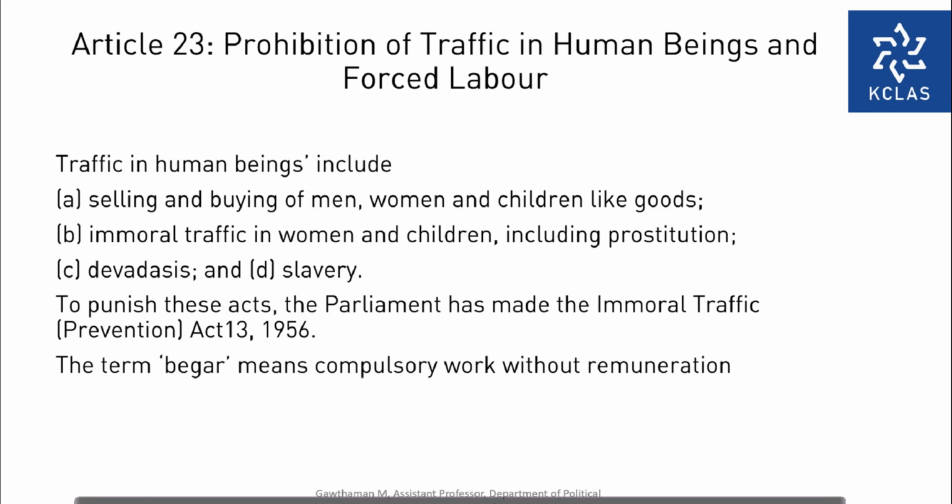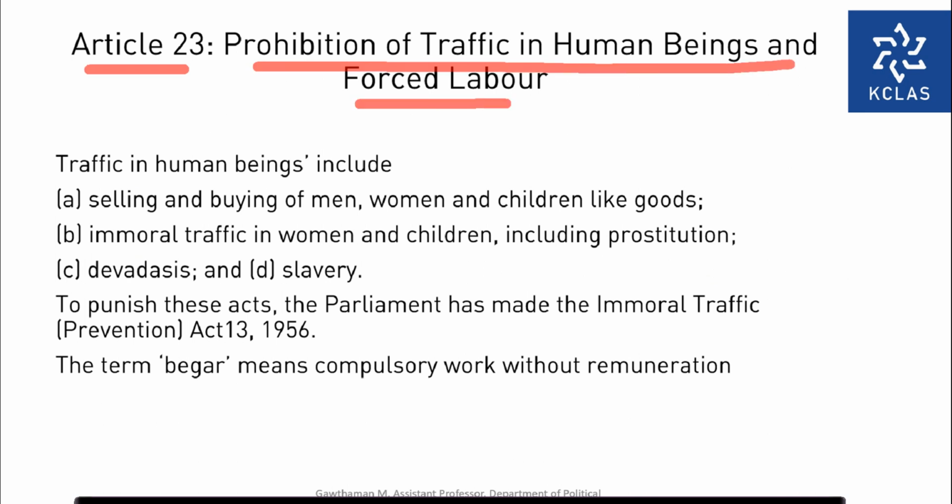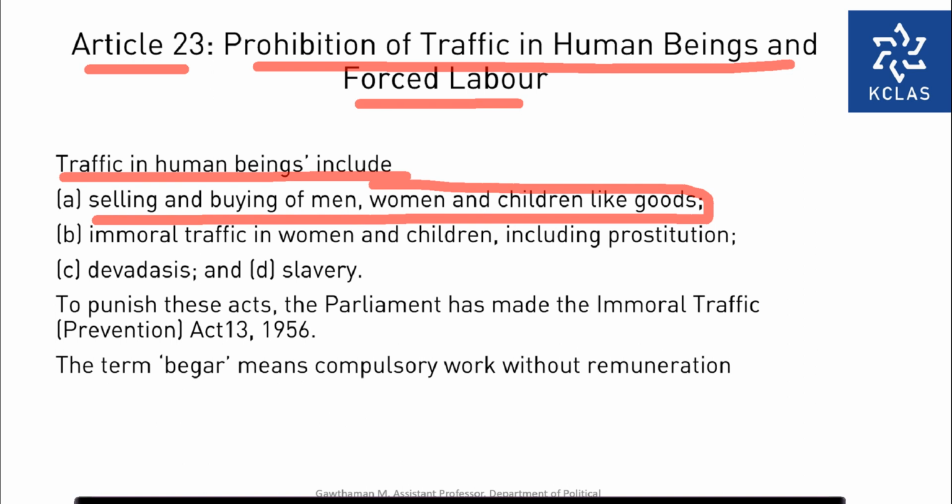Some detailed explanation regarding Article 23, prohibition of traffic in human beings and forced labor. Traffic in human beings includes selling and buying of men, women and children like goods. It should not happen in a society. Men, women and children are not commodities, so they cannot be sold like goods. So it is against that.